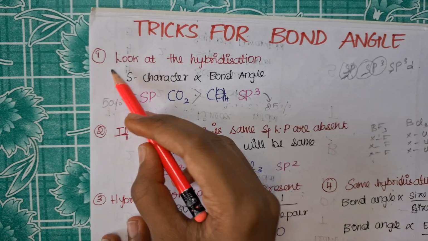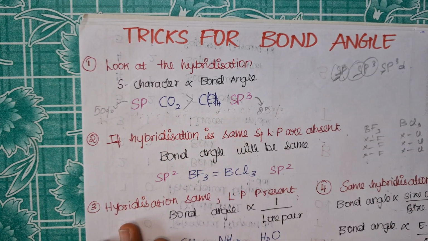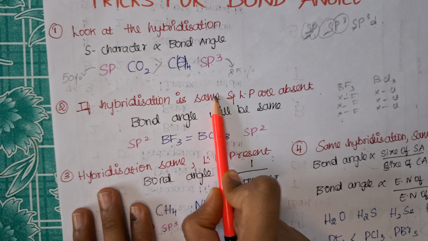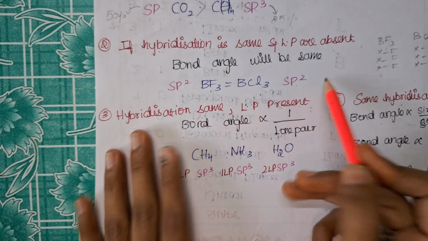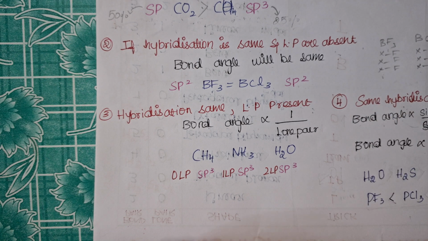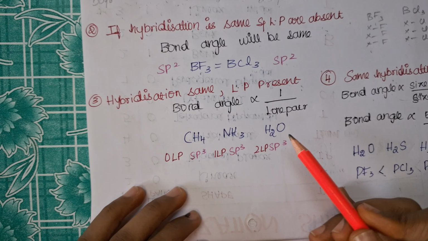So in the first case, your hybridization will be different and you will see the S percentage, and according to that, calculate the bond angle. If your hybridization is same and the LP, that is the lone pair, is absent, then the bond angle will be the same in both cases. See, everywhere you need to know how to calculate the hybridization. That is the important thing.